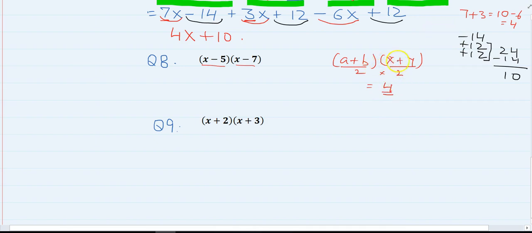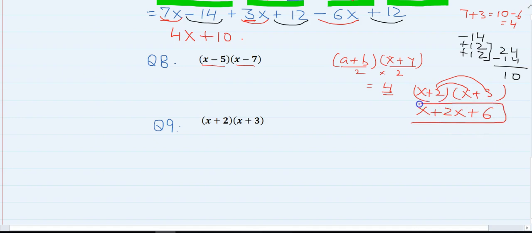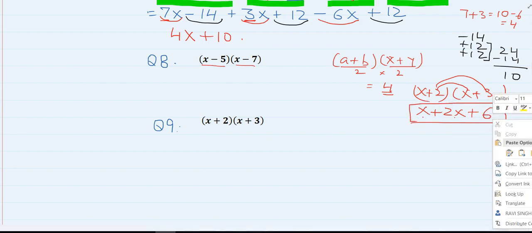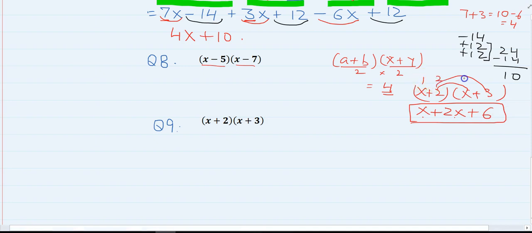Some of the students make a mistake. If the question is like x plus 2 multiply x plus 3, what they do is x plus, they multiply only this 2, 2x and 3 times 2 is 6. You can see there are only 3 terms, 1, 2, 3. And we were having 1, 2, 3, 4. We were having 4 terms here. So this answer is wrong.